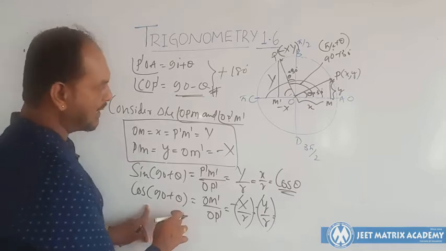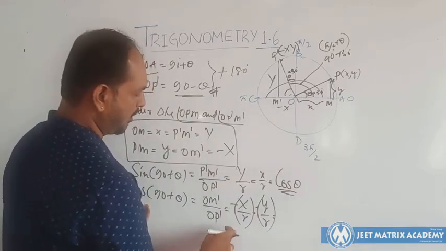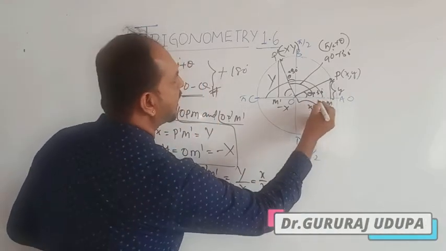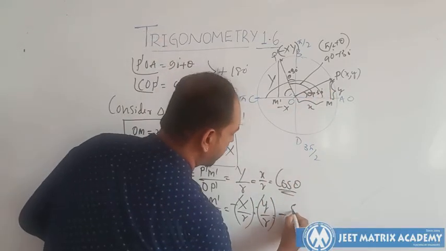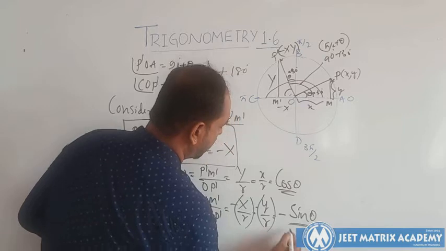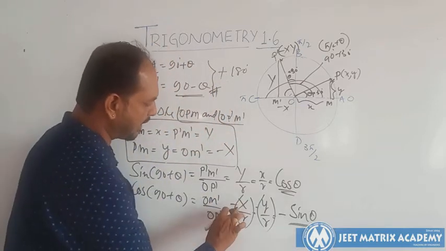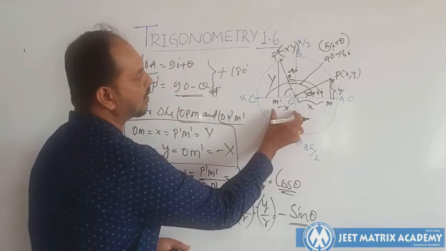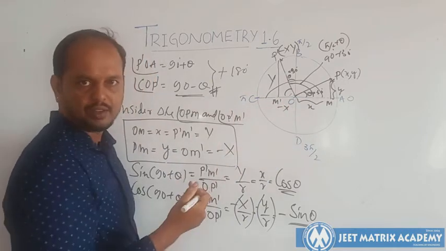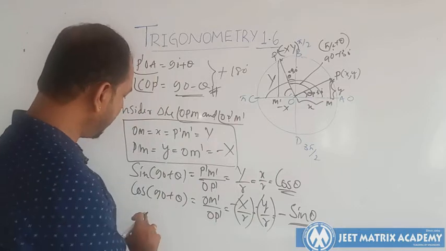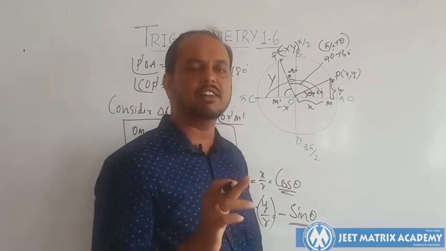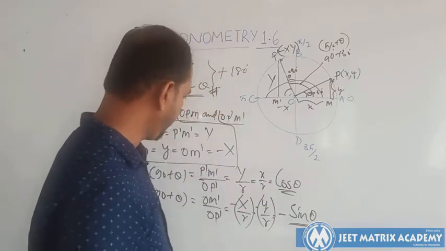Cos of 90 plus theta, so it is minus x by R. X by R, okay, that is cos theta. Take the minus sign always outside, because that is the sign of the x direction. Okay, remember. So minus cos theta. So cos of 90 plus theta will give minus sin theta.